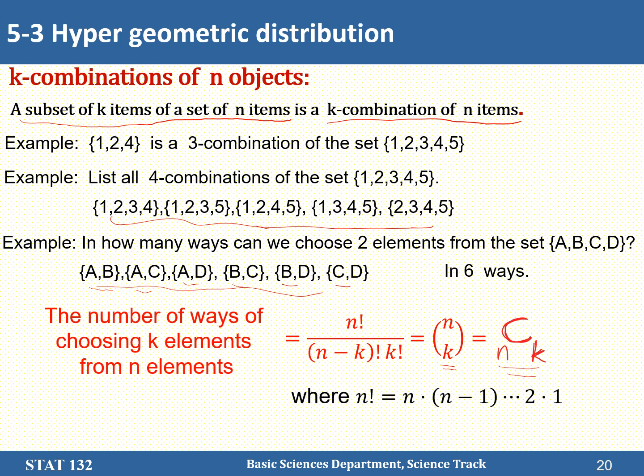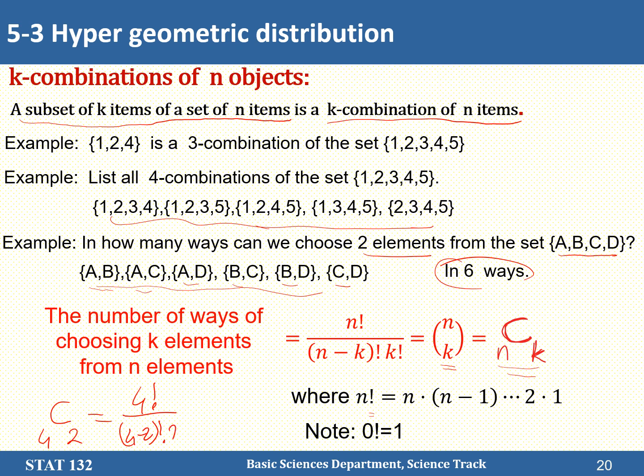Now here, factorial, this exclamation mark, is n times n minus 1 up to 1. It multiplies all the numbers from 1 to n. Now, one other thing here is 0 factorial is just 1. Now, let's try to use this formula to get 6 here. So how many elements do we have? 4, and we want to choose 2. So according to this information, it has to be 4 choose 2. And let's try this: 4 factorial over 4 minus 2 factorial times 2 factorial.